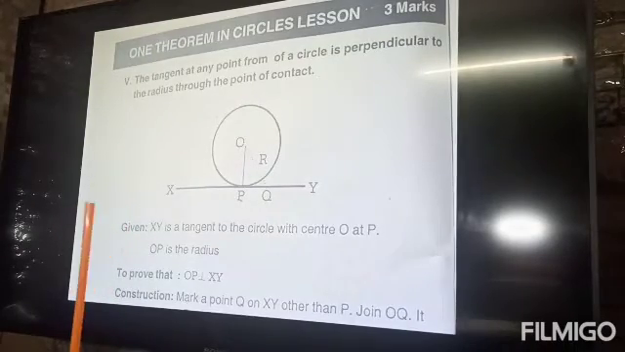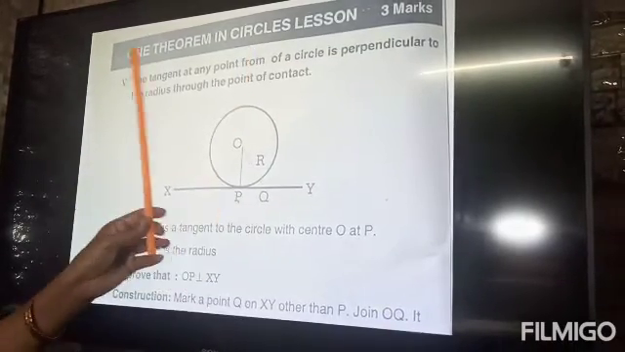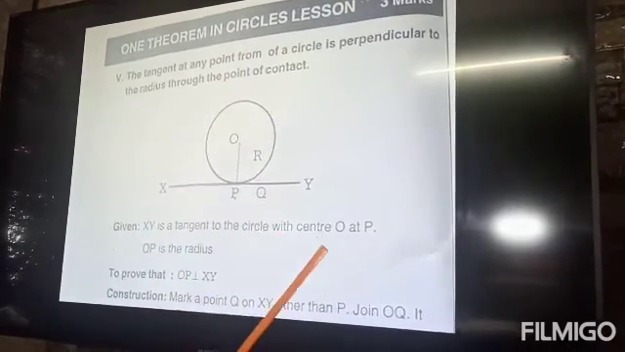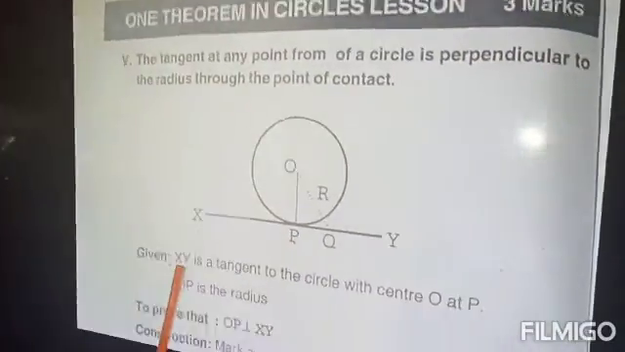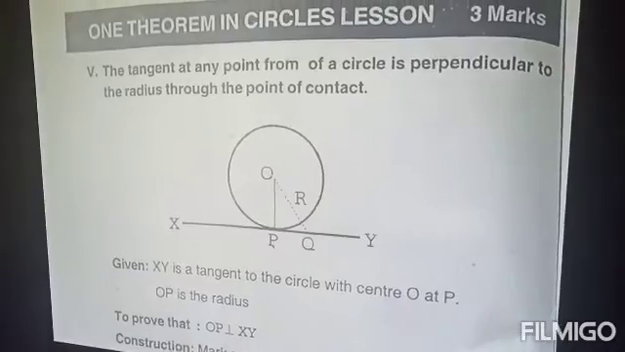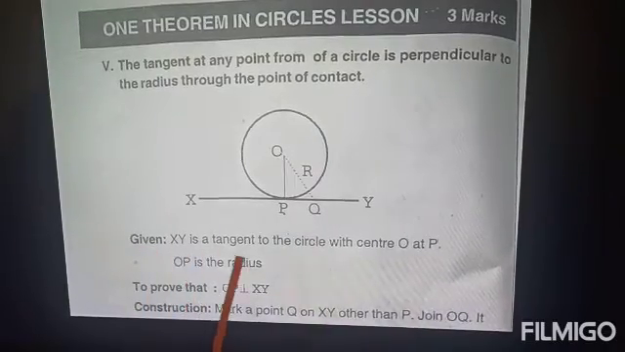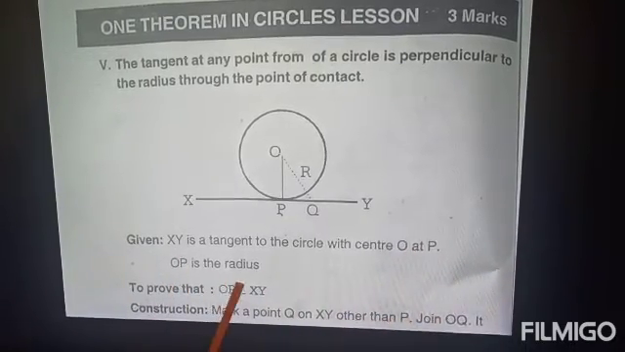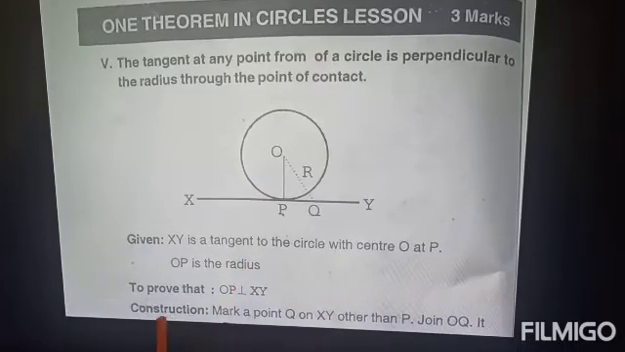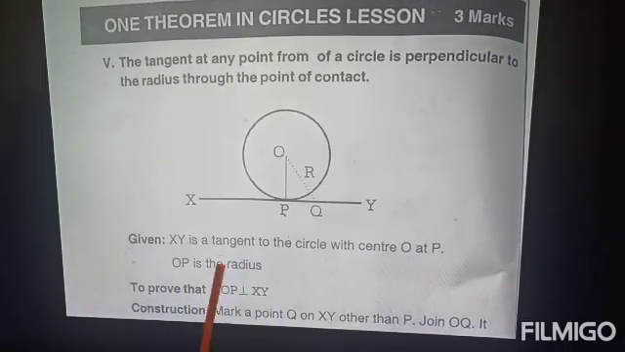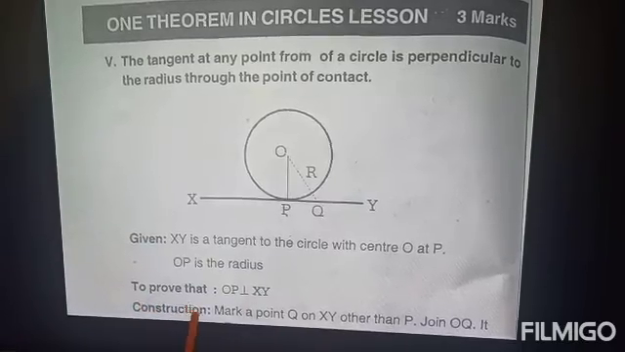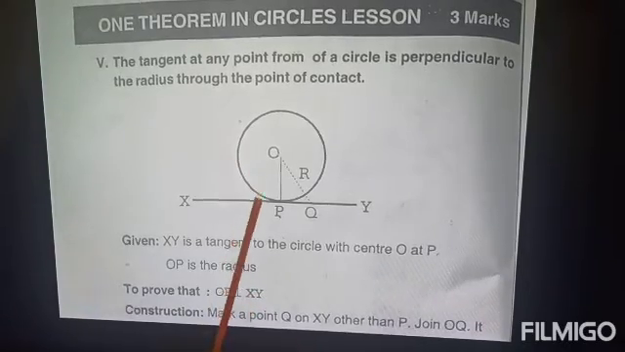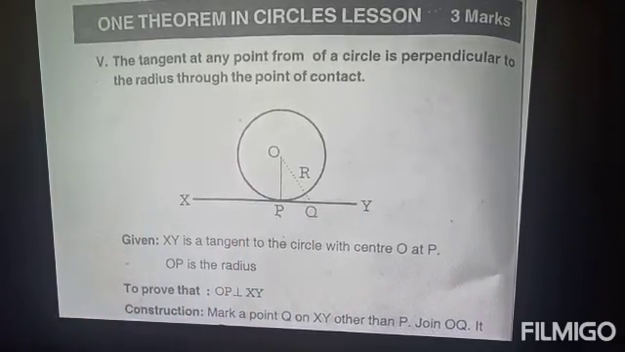Next, given. What is given from the statement? Write: XY is a tangent to a circle with center O at P. OP is the radius. This is the data given. Next, to prove. What we have to prove? OP is perpendicular to XY. That we have to prove.